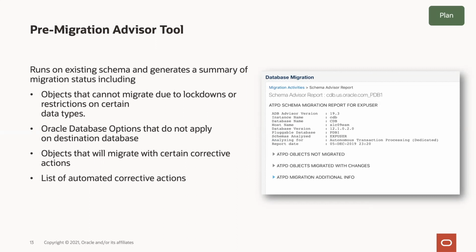Schema Advisor report, the screenshot that you see here, clearly groups objects based on its findings, whether objects cannot be migrated or migrated with changes.